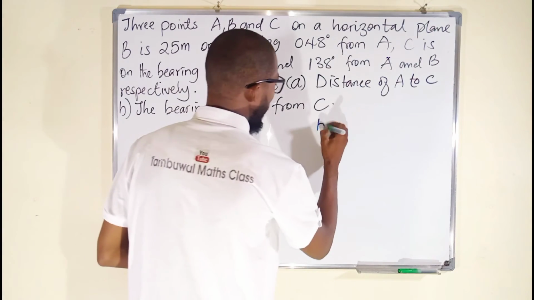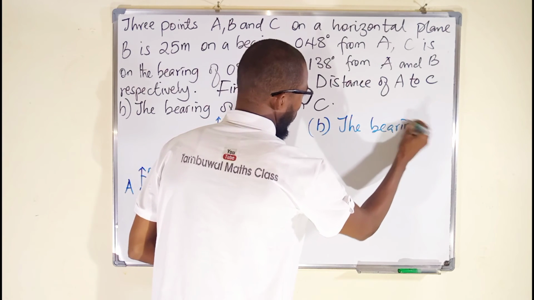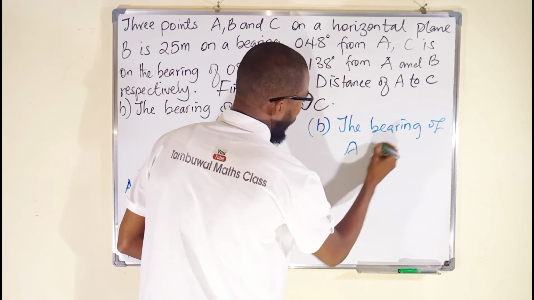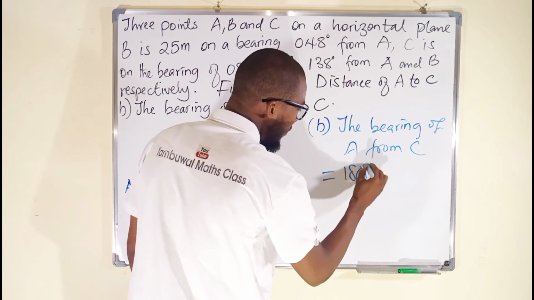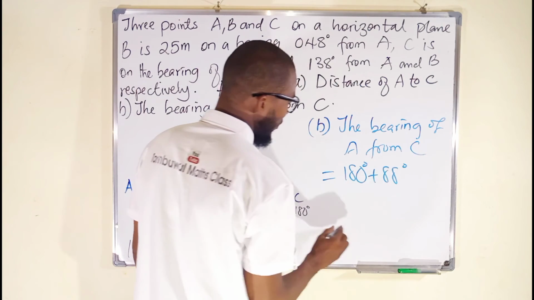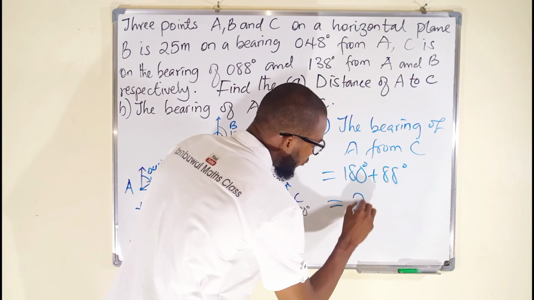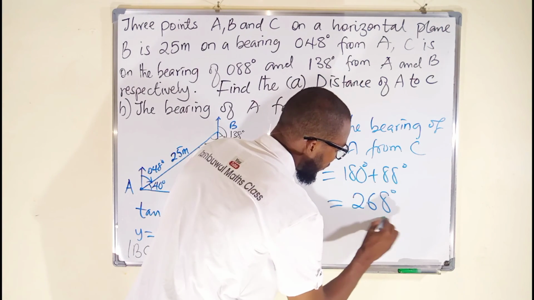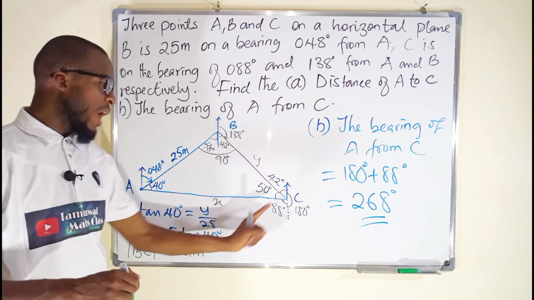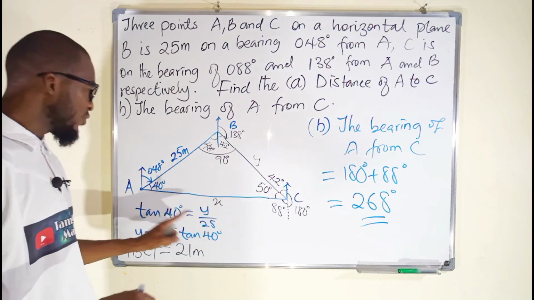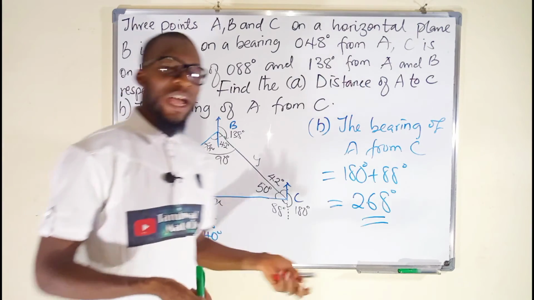So the B part, we say that the bearing of A from C is equal to 180 degrees plus this 88 degrees. And by adding these 2 together, we're going to obtain 268 degrees. So 268 degrees is the total angle from C down to the line leading to A, which is the required angle. So this is all I have for you today.